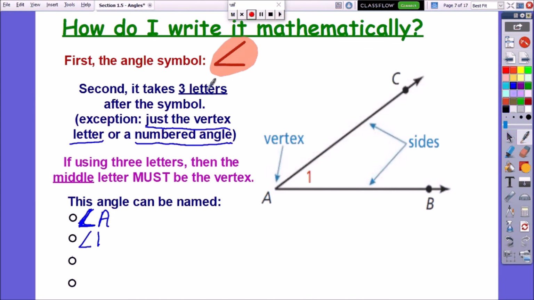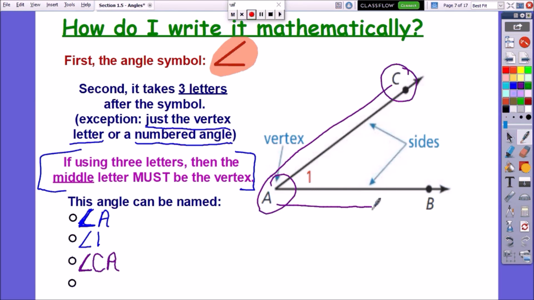But if you use the three-letter approach, I say right here that if you use the three letters, the middle letter must be the vertex, and that is our A. So what we do is we use our to infinity and beyond points on our sides of our angle. So I could start with, let's say, C. Then I've got to get my middle letter. It's going down to A. So C, A, and then I go to my other infinity and beyond point.